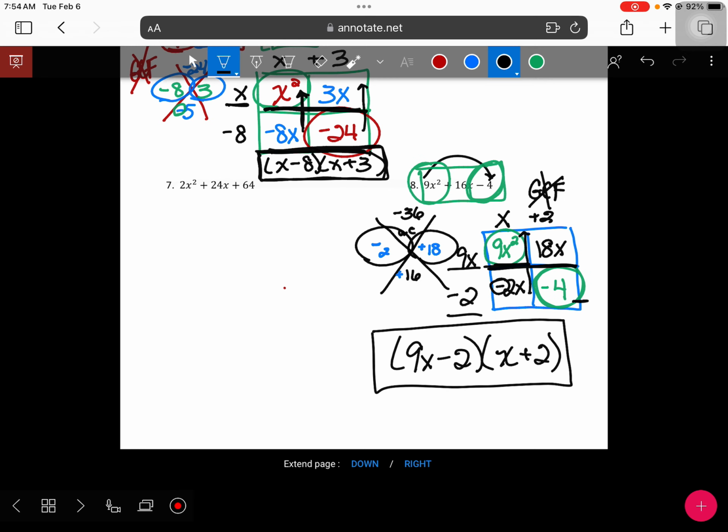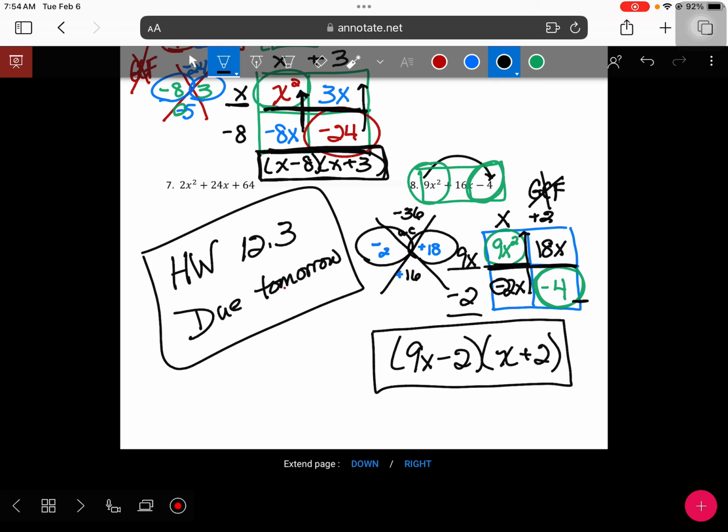Great work today, guys. Great work. You may remember I gave you a homework paper. Those of you that were absent yesterday, I'll give you one. So this is homework 12.3, and it is due tomorrow. Okay? Try to get it done and to me tomorrow. All right? Use this time. All right, I need to get one to Joelle and Thomas. Great job, guys.